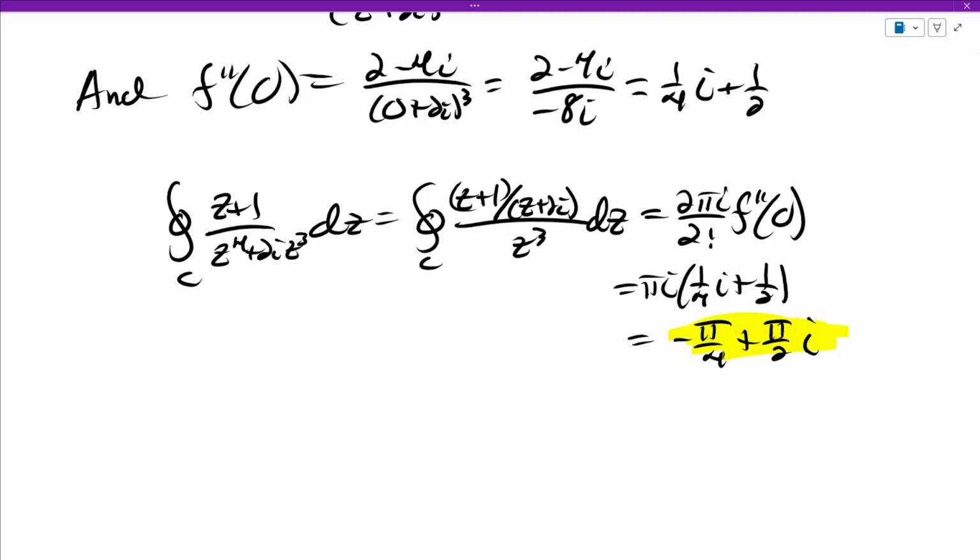Now, that was a little bit of work because we had to compute some derivatives to compute the value of the contour integral. But we have to ask ourselves, do I prefer this work over parameterizing the contour and whatnot? So maybe you prefer that, and that's fine. Nevertheless, we can use Cauchy's integral formula to compute this. And whatever you get when you parameterize, if I did all my work right, you should get something like minus pi/4 plus pi/2 i.